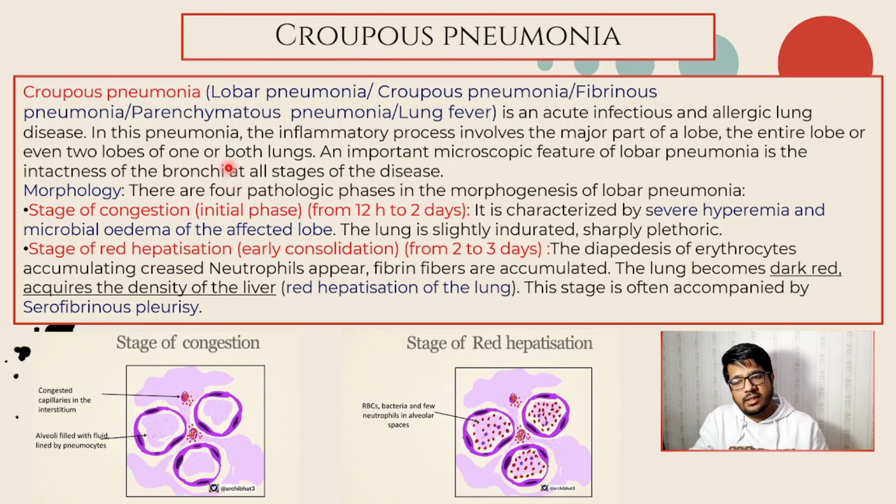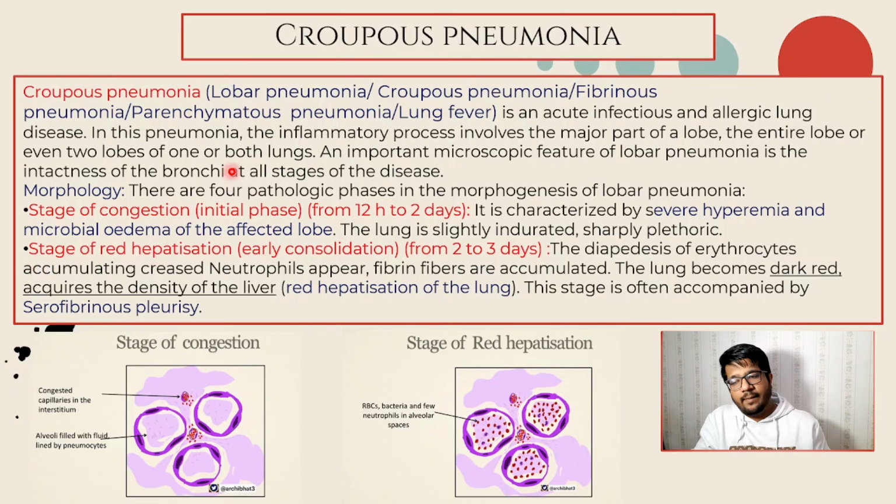So, the congestion stage, or the initial phase, is characterized by severe hyperemia and edema of the affected lobe of the lung. It generally lasts for 12 hours to 2 days. The lung is indurated and sharply plethoric. Then we have the stage of red hepatization.